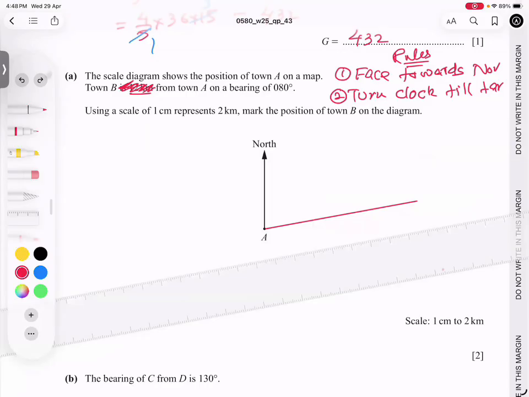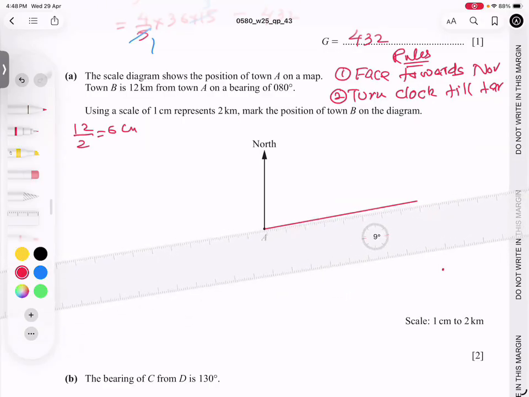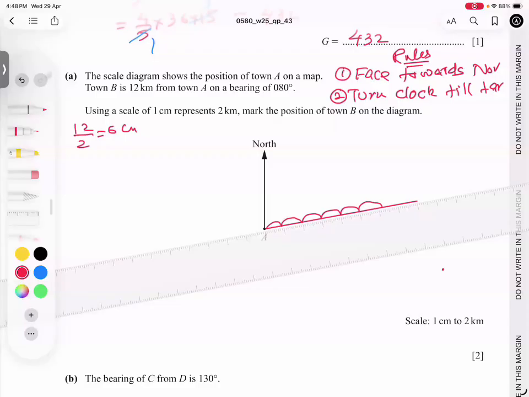And he said 1 centimeter represents 2 kilometers. So I have 12 kilometers. If you divide 12 by 2, you get 6 centimeters. It means I use 6 centimeters. Let's start now, according to my scale. Check it: 1, 2, 3, 4, 5, 6. So 6 is coming here, I stop here, and remove the scale and the extra line. So this much I have to show.